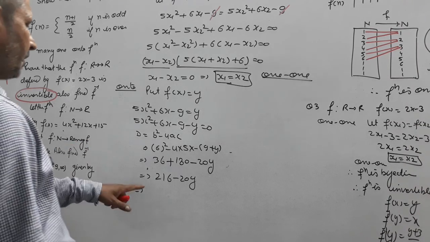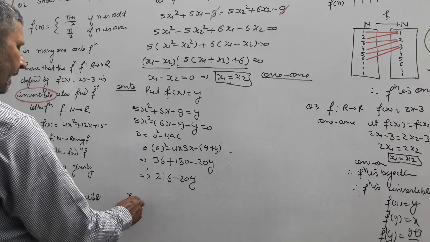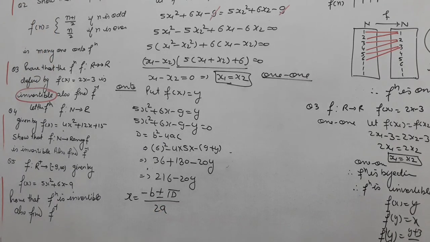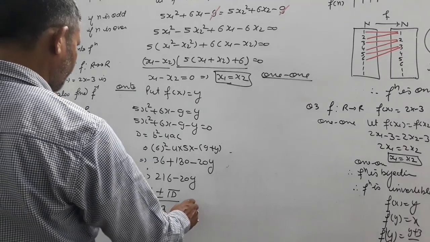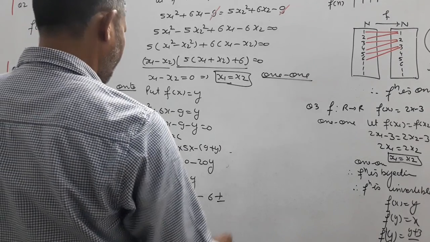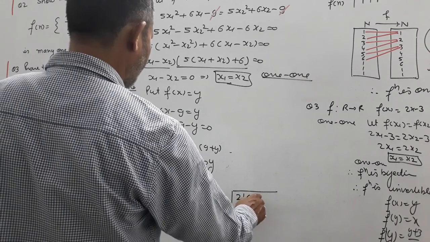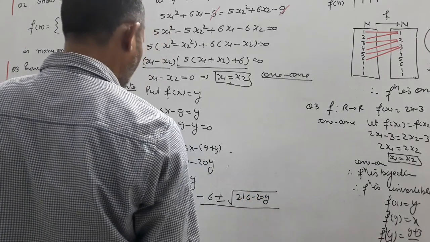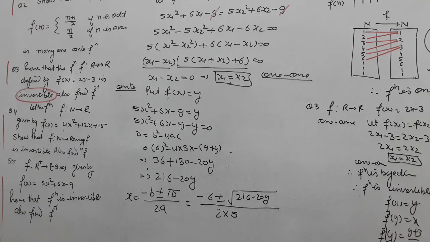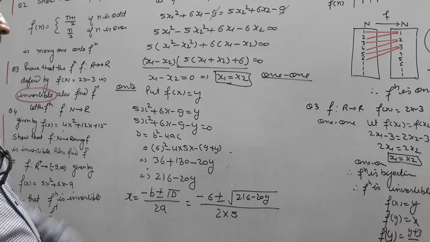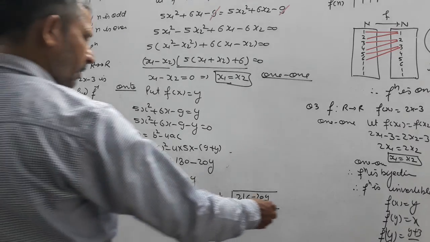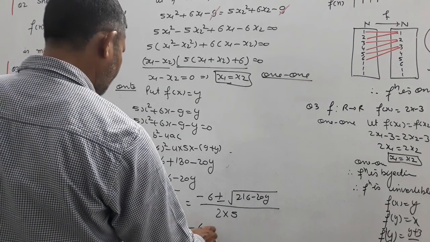Now check this part, D. So what is the solution? x equals minus b plus minus root D upon 2a, so that is equal to minus 6 plus minus root of the discriminant upon 2a, where 2a is 10. First solve this part.